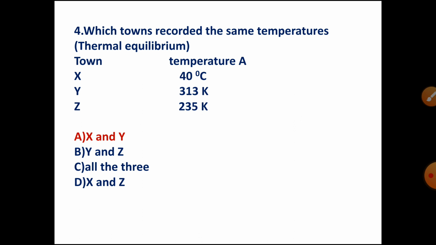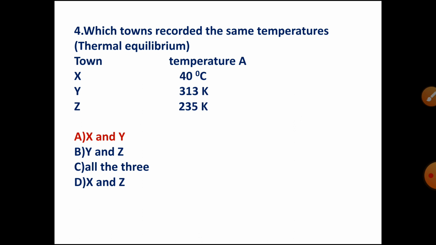Here, which towns recorded the same temperatures? They had given X, Y, Z. 3 towns are there. X is at 40 degrees centigrade, Y is at 313 Kelvin and Z is at 235 Kelvin. First children, you have to remember one thing. When you are doing a problem, you have to verify all the quantities are in the same system, SI system or CGS. Any one unit you have to convert.